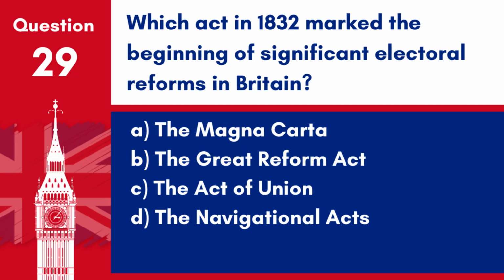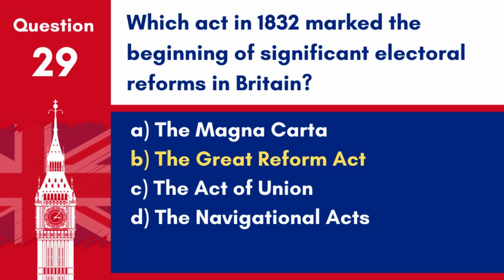Question 29. Which act in 1832 marked the beginning of significant electoral reforms in Britain? A. The Magna Carta. B. The Great Reform Act. C. The Act of Union. D. The Navigational Acts.